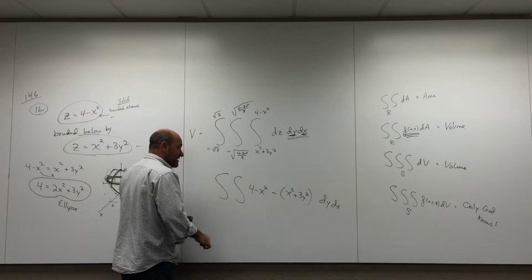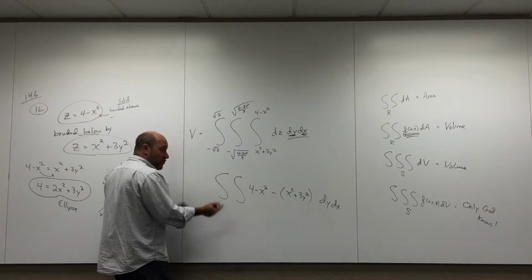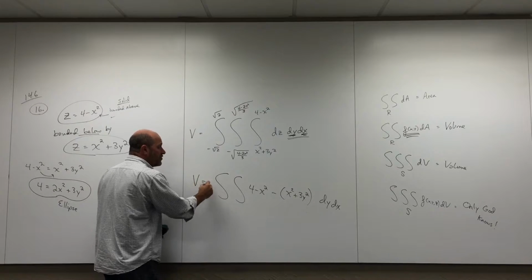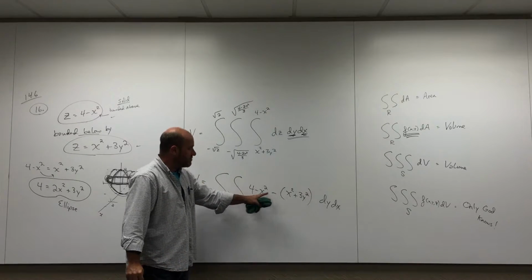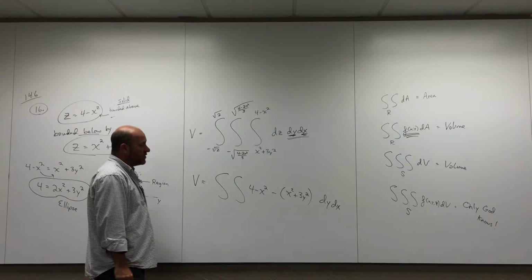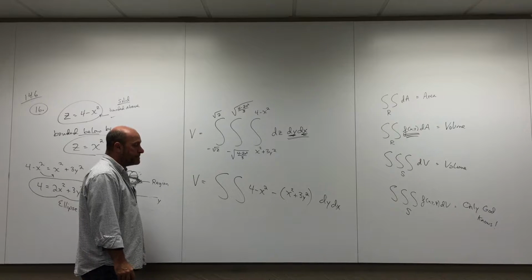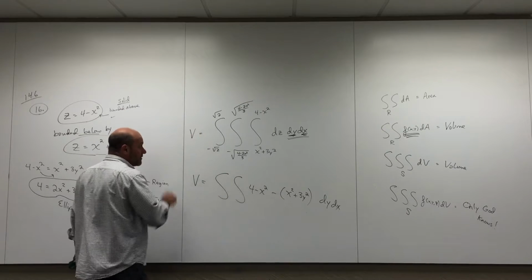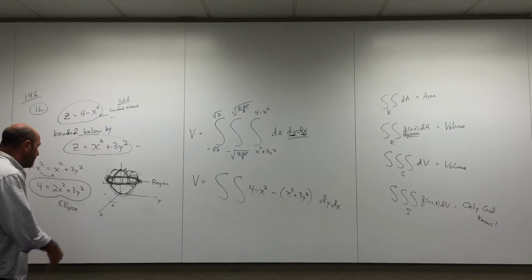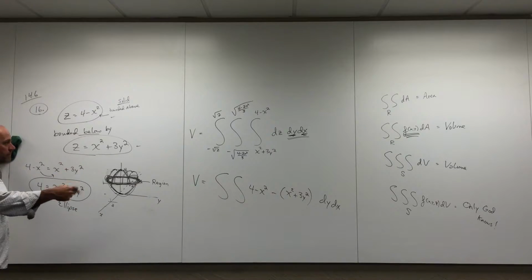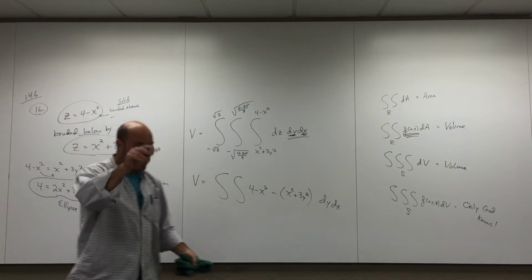You were sort of suggesting that you could have set up this volume with a double integral, and you can. Upper surface minus lower surface, you're exactly right. They asked for a triple, so we did it. Let's do another problem. Go ahead.